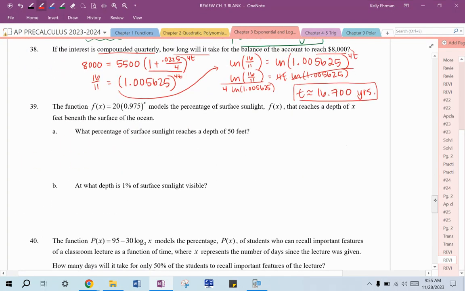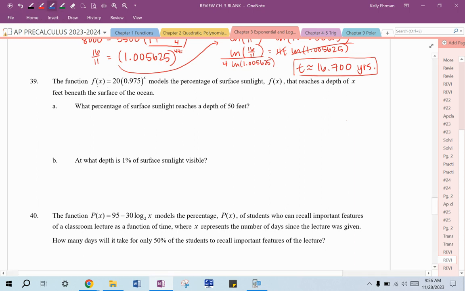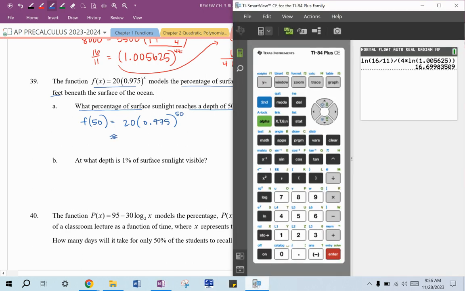All right, now we're given a function. The function f of x equals this models the percentage of surface sunlight, which is f of x, that reaches a depth of x feet beneath the surface of the ocean. Like how much sunlight comes through if you're underwater. What percentage of the surface sunlight reaches a depth of 50 feet? So they're asking us to input 50, and what is the output? So basically find f of 50. You should just be typing in 20 times 0.975 to the 50th, and we'll round to 3 places.